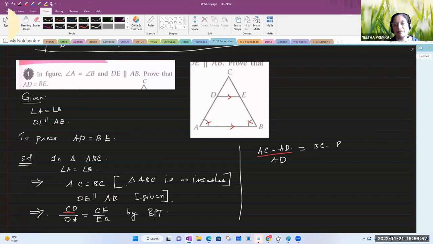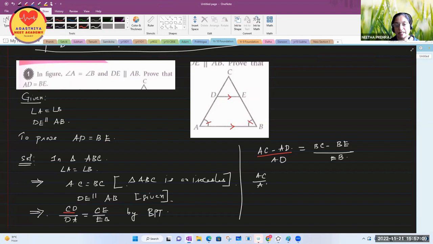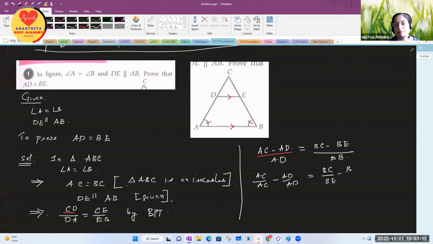Very good. By what you can write? EB or BE, whatever it is. Now what do I do? AC by AD minus AD by AD. Similarly, BC by BE minus BE by BE.